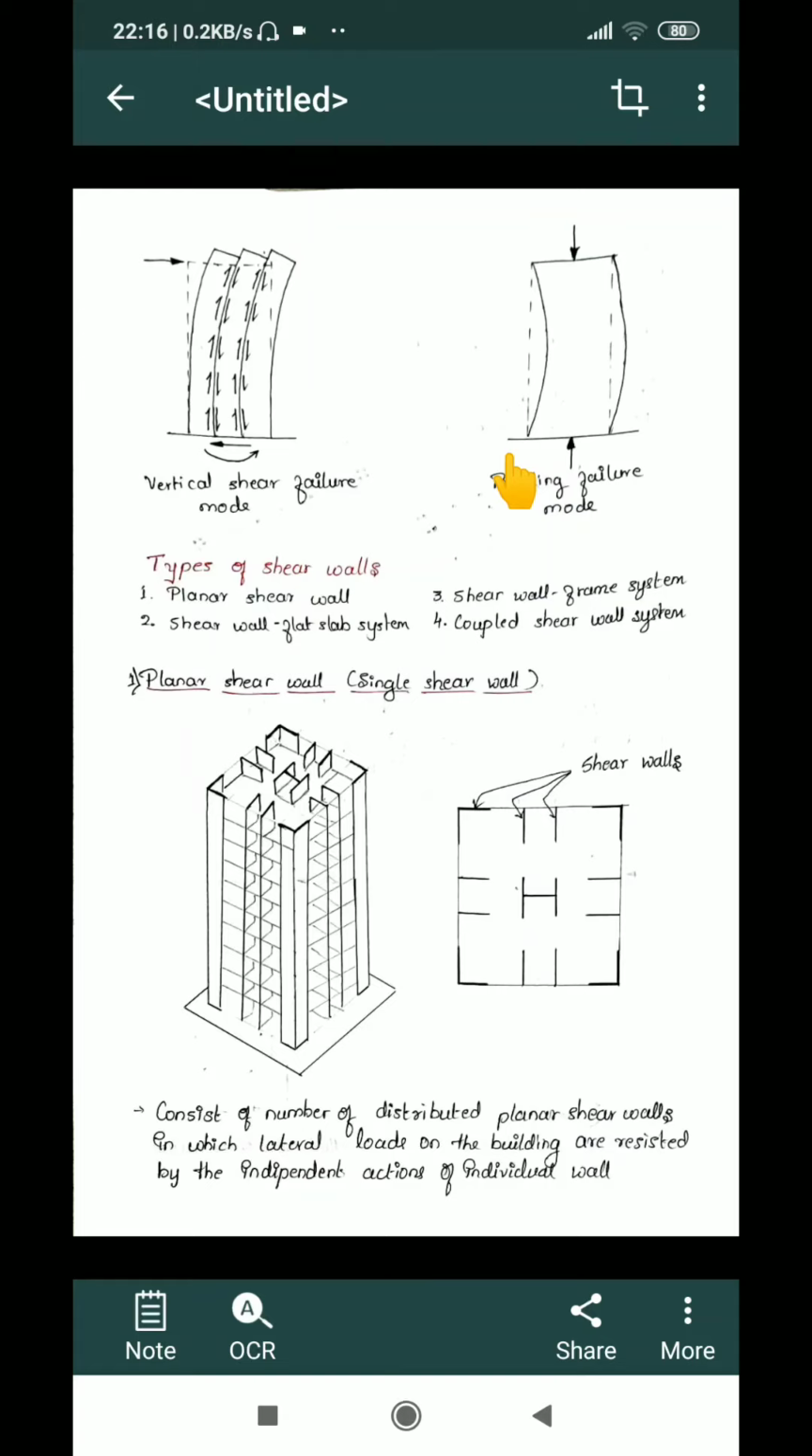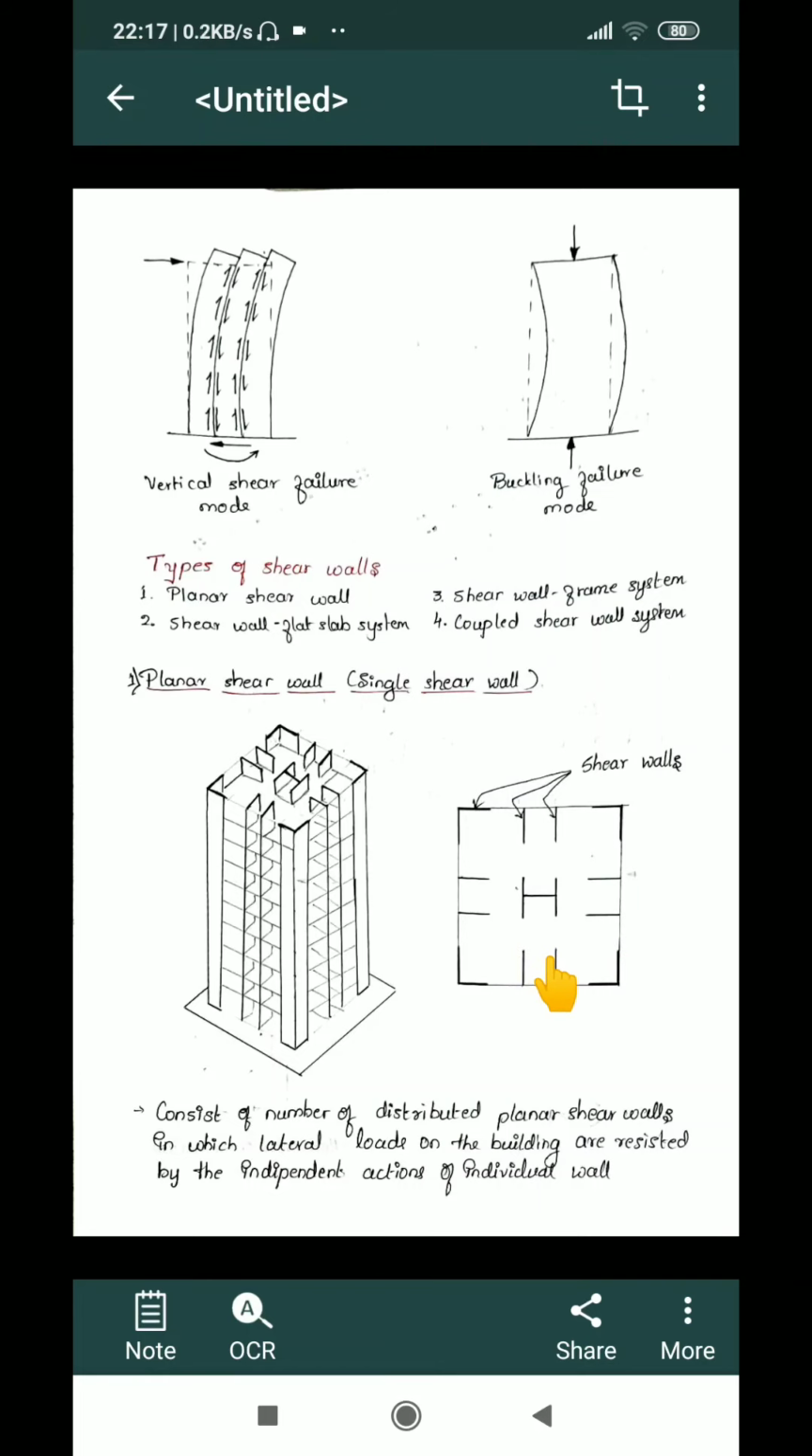Now let us study the types of shear walls. We have four different types of shear walls. The very first one is the planar shear wall, or single shear walls. Single shear walls are nothing but numerous shear walls distributed in the plan of a building. Each individual shear wall carries a lateral load individually. That is, one shear wall does not affect the behavior of another shear wall. They all carry lateral loads individually.